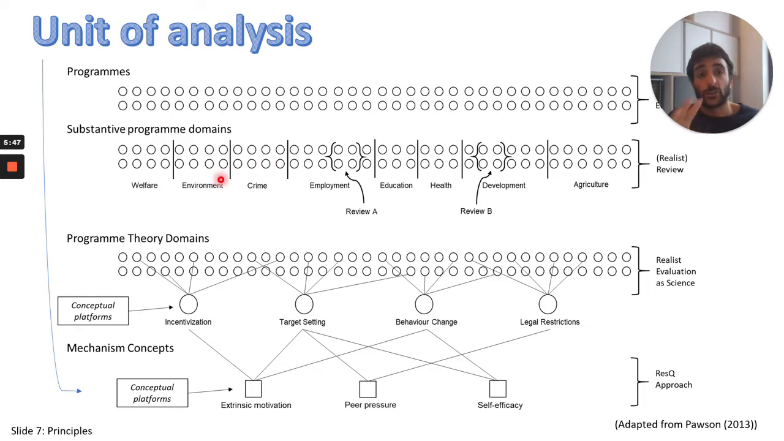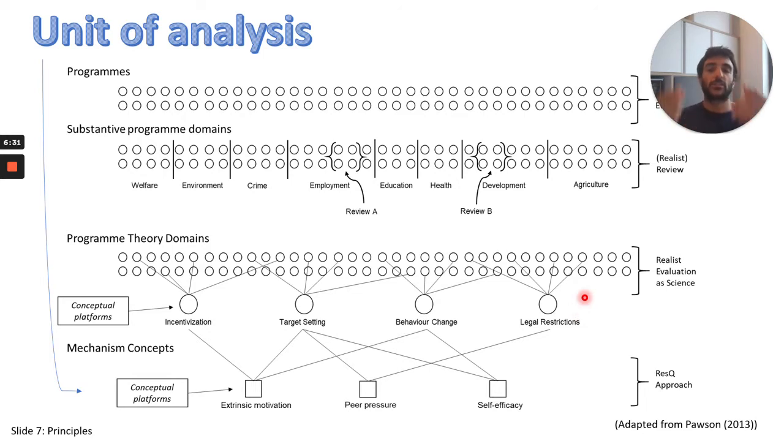Now, realist reviews, and sometimes even realist reviews, will try to synthesize evidence from different programs, but often within one substantive program domain. For example, employment, education, health, or development, and they will stick to that substantive domain. However, realist evaluation says, it's not about those programs, it's not about those domains, it's about the underlying program theory, and programs from very different program domains can have very similar program theory. And so program theories like incentivization, target setting, behavior change, or legal restrictions are possible program theory domains.